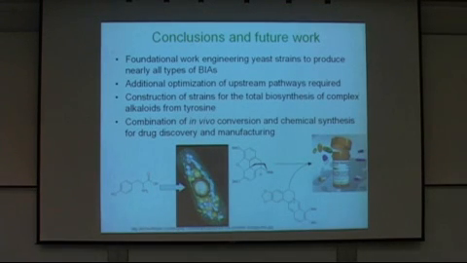So ultimately, we want to have strains to perform the total biosynthesis of complex BIAs all the way from tyrosine, which again will require putting the different pieces of the pathway together, as I've demonstrated. And a combination of in vivo conversion and chemical synthesis methods on this type of pathway will be very important for drug discovery and eventual manufacturing processes.